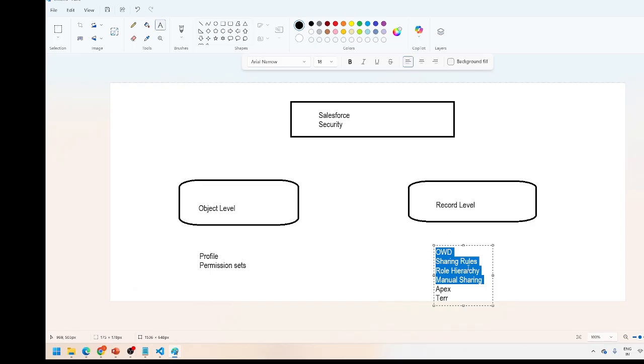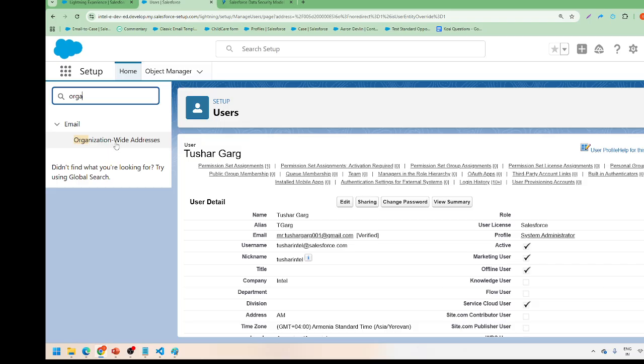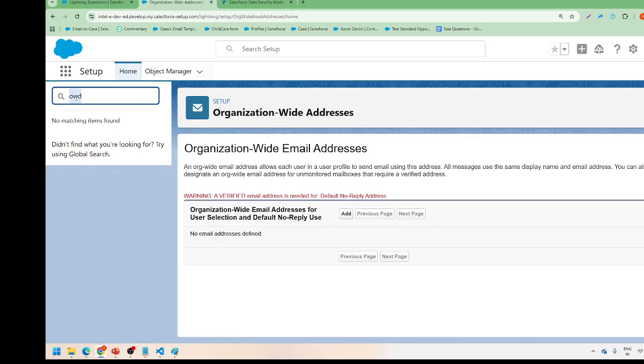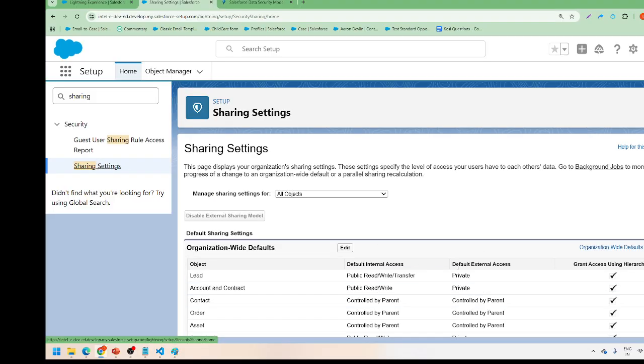Now, one by one, we will discuss each of these, and we will see what is OWD, what is a sharing rule, what is role hierarchy, and what is manual sharing. So in this tutorial, let me first start with OWD. In Salesforce, we have one concept which is organization-wide default, OWD, which is in the sharing settings.